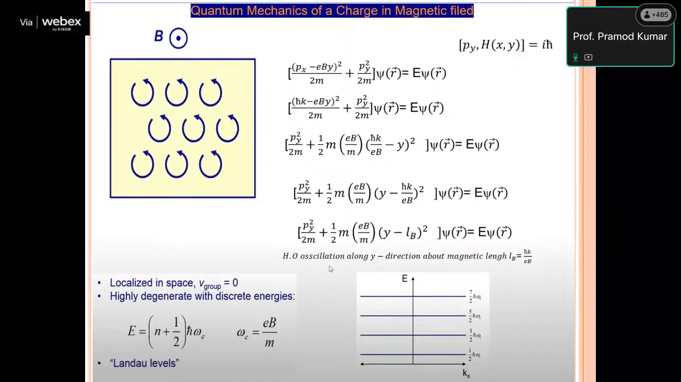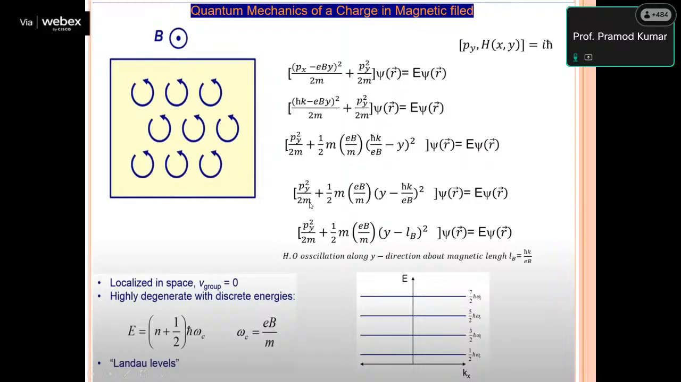Okay, let's move further. In place of Px, we have to write ħk minus eBy, whole square by 2m, plus Py² by 2m, ψ_R equal to E ψ_R. Now try to rearrange this component. We write Py² / 2m plus ½ m (eB/m)² (ħk/eB minus y)², ψ_R equal to E ψ_R. This is exactly the same, just after rearranging.